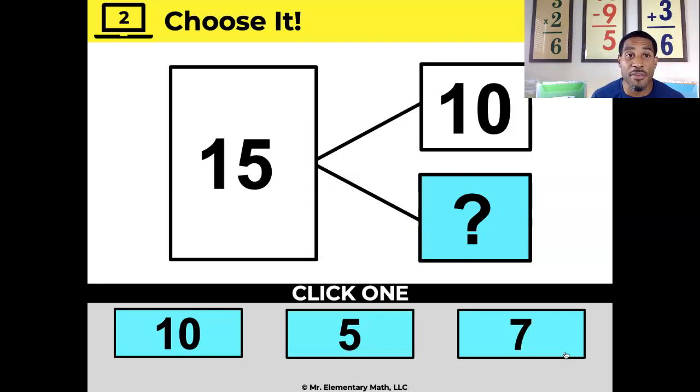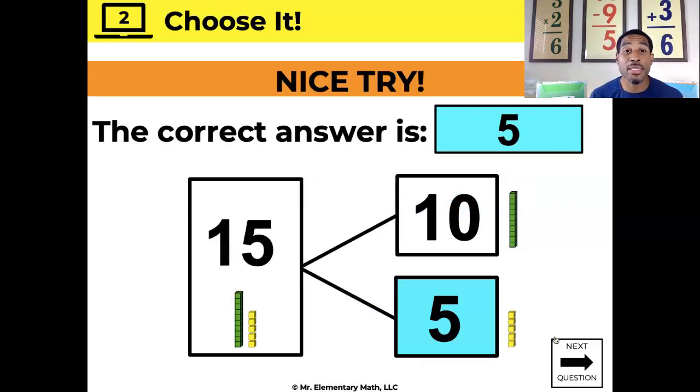If he said it was 7, you ask him why he believes the answer is 7. You select 7. And you say, well, Bryce, that was a nice try. However, the answer is 5, because we see that one group of 10 and 5 ones is the same as 15. And because of that, you just don't have to give any points. You just keep it just like that. All right. So Bryce would get a chance to pick the next student that goes.